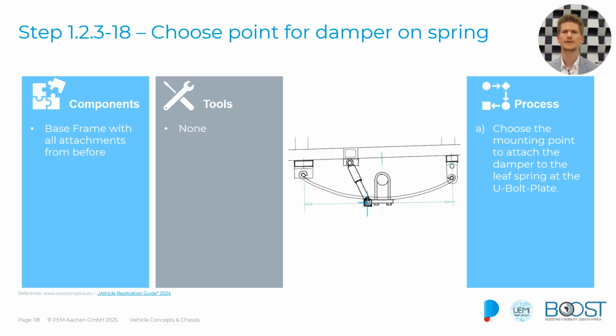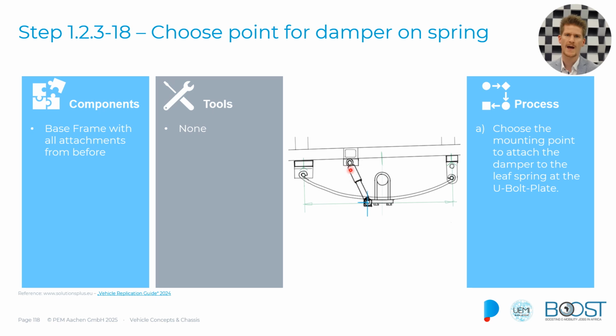Let's move on to choosing the point for the damper on the spring. We recommend that it is as close as possible to the actual mounting point of the rear axle. So you just check where it is going to be.